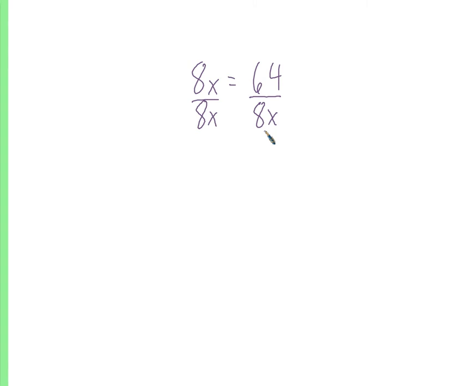Okay. What's 8x divided by 8x? Nothing. It's x. 1x. Zero. Just nothing. Nope. Zero. Nope. I think it's 1x. Nope. I'm thinking it's 8.